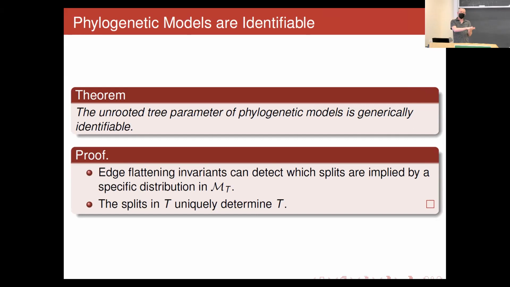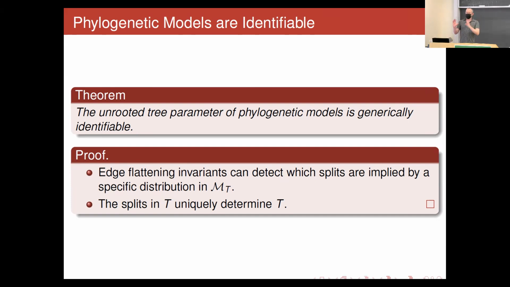If the split is in the tree and it's greater than 4, if the split is not in the tree. So those edge flattening invariants will tell you exactly which splits are in your tree. And then there's a combinatorial theorem that you prove that says once you know which splits are in your tree, that uniquely determines the tree.